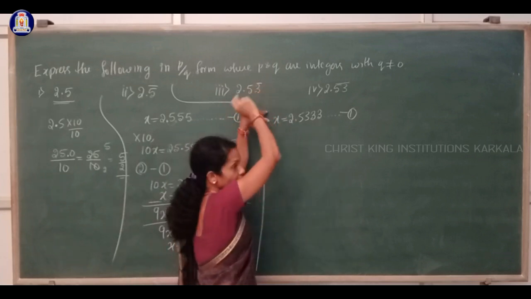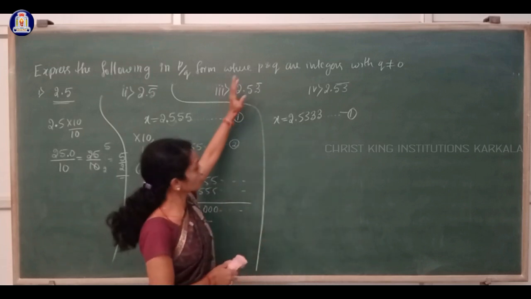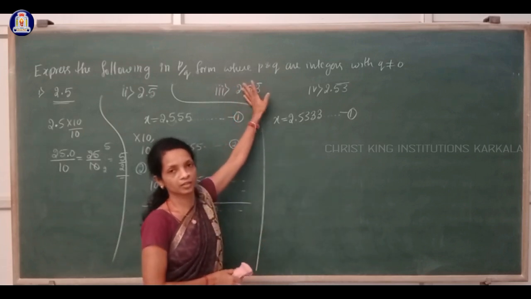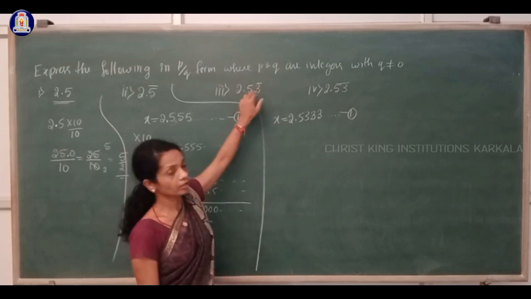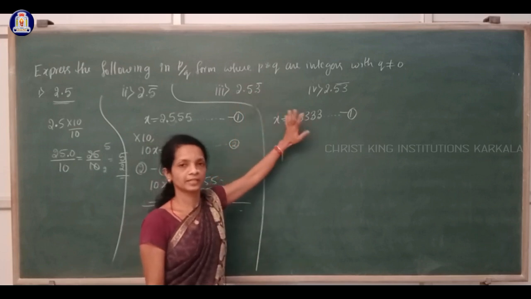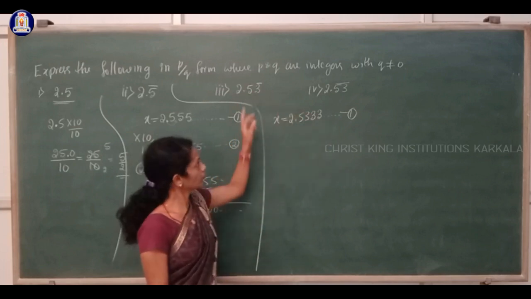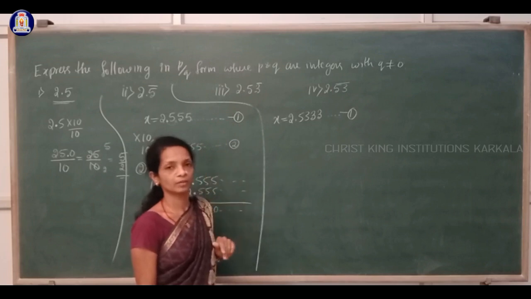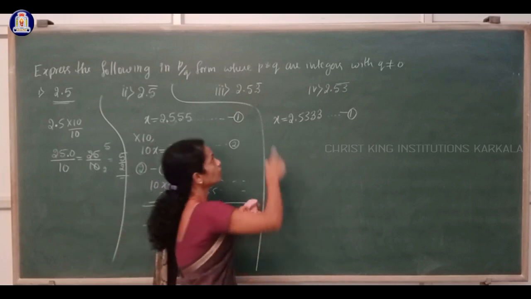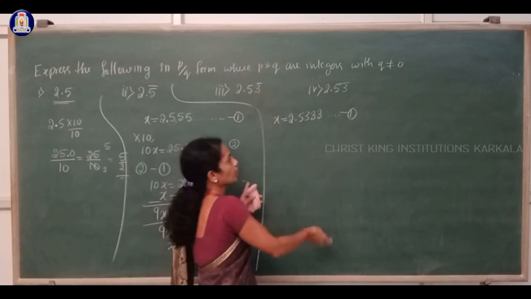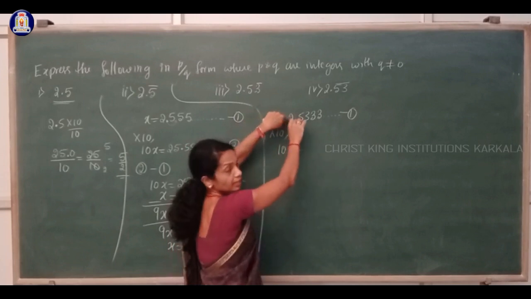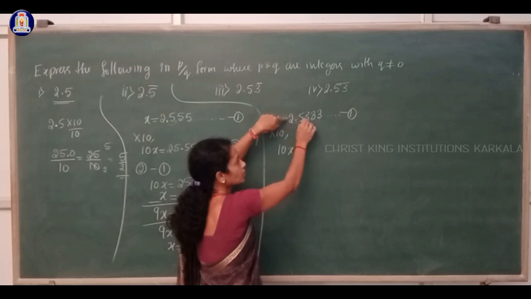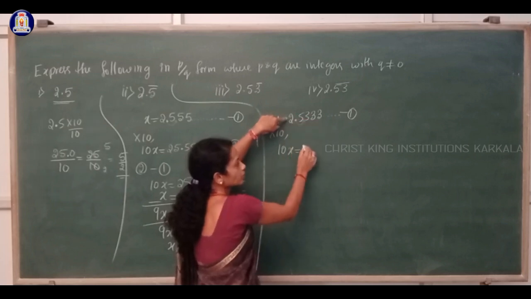Now under the bar how many digits are there? Here you should not see how many digits are there after the decimal point. If a bar is there, you have to see how many digits are under the bar. If only one digit is under the bar, you have to multiply by 10 on both sides of equation 1. If 2 digits are under the bar, then you have to multiply by 100, like that. So now we have only one digit under the bar, so you have to multiply by 10. So now 10 into x is what? That is 10x, and here we are multiplying this decimal number by 10. So the decimal point will be shifted one digit to the right side.